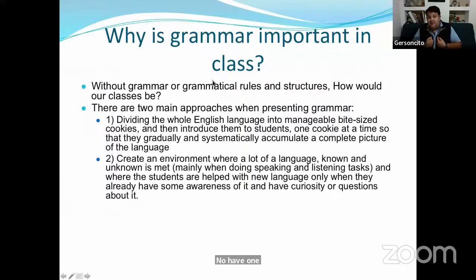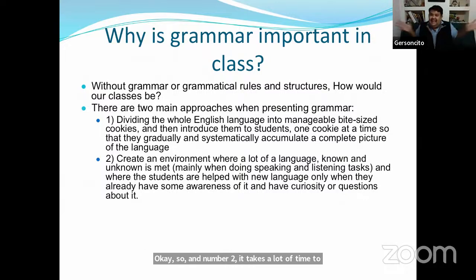And I tell you by experience. Okay, and number two, it takes a lot of time to prepare because you need to create the classroom with a lot of flashcards, with verbs, a lot of words, and it's exhausting. And it's exhausting because the children normally, or the students normally, don't want to learn. They're too distracted. Digo, hay excepciones.